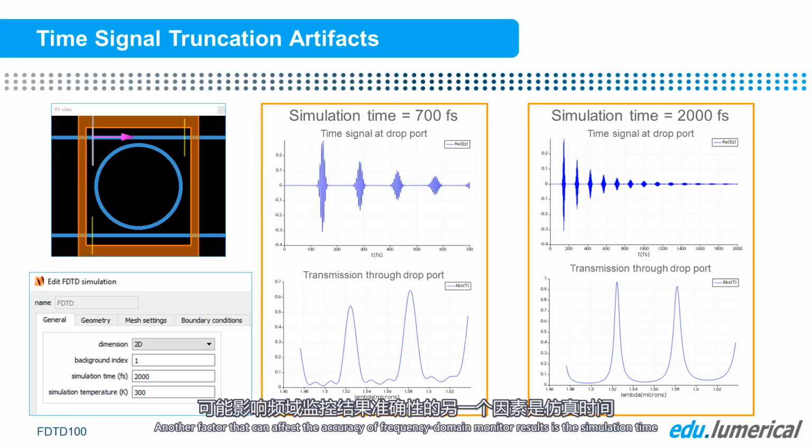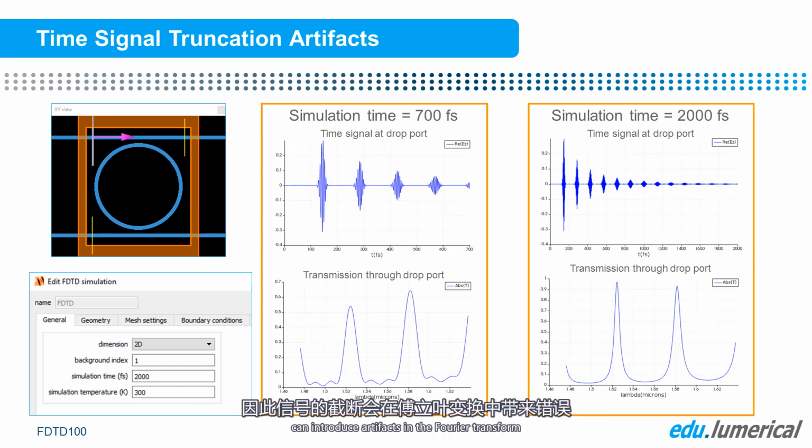Another factor that can affect the accuracy of frequency domain monitor results is the simulation time. Since the frequency domain results are obtained by taking a Fourier transform of the time domain fields, truncation of the signal can introduce artifacts in the Fourier transform. The maximum simulation time is a setting of the FDTD solver region.